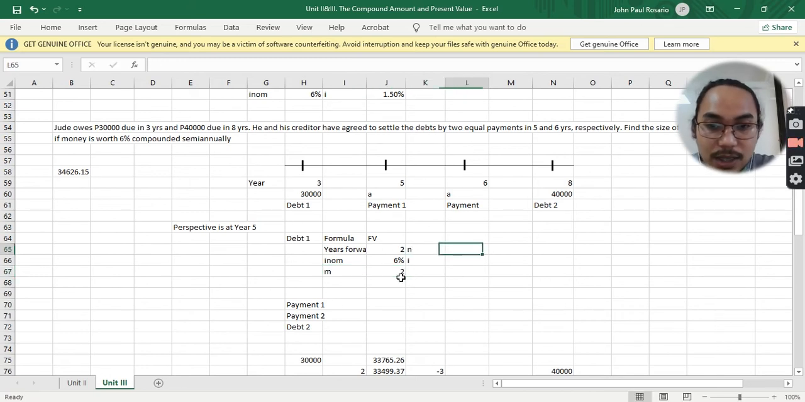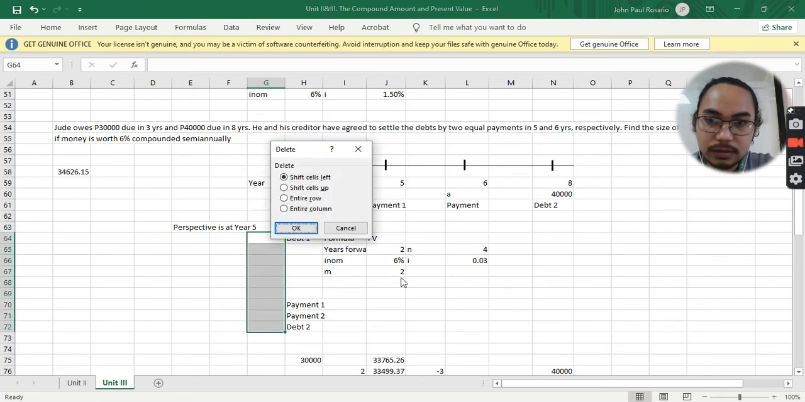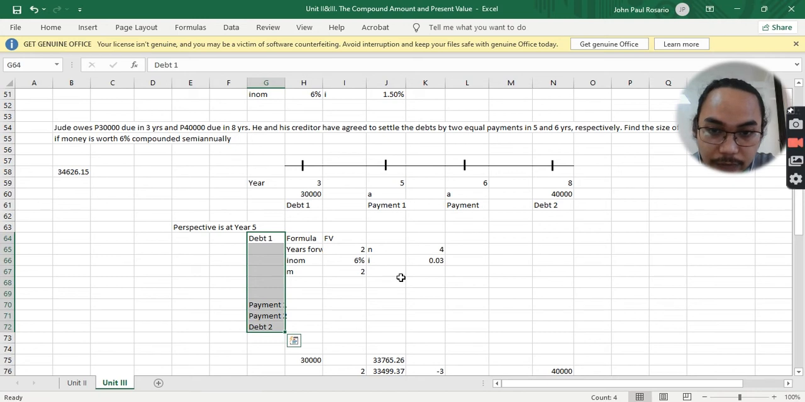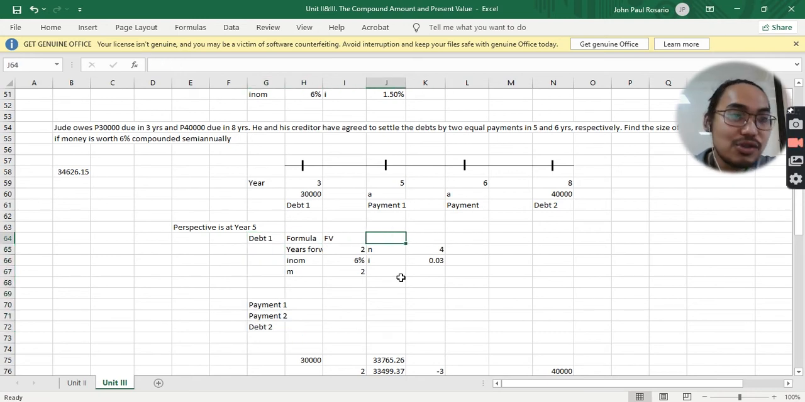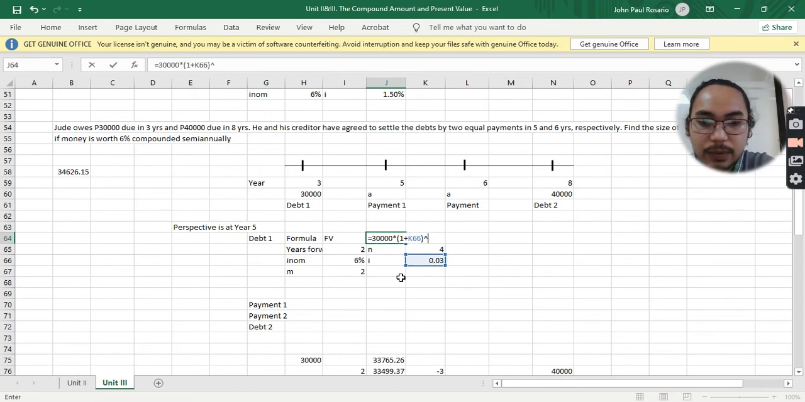So that should give us an I of 6% over 2, 3%, and an N of 2 times 2, that's 4. So our future value at year 5, the future value of our 30,000 in year 5 would be 30,000 multiplied by 1 plus our I of 0.03, and we raise that to our N of 4.